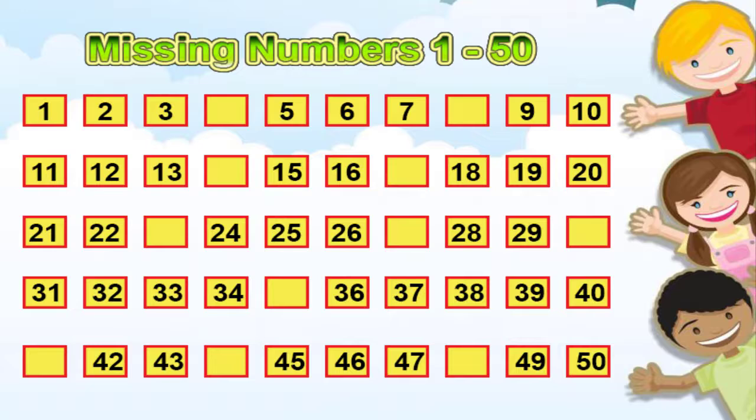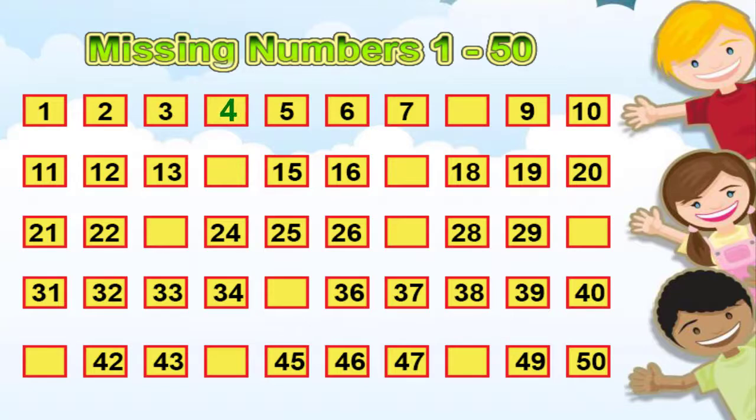Now look at this box. There are so many numbers written and some numbers are missing. So let's see. Count with me. 1, 2, 3. Oh, here is an empty box. So which number will come after 3? Yes, you will write number 4.